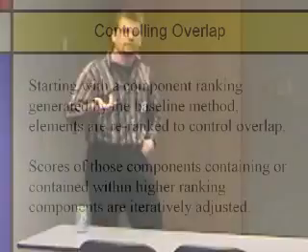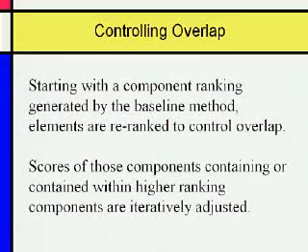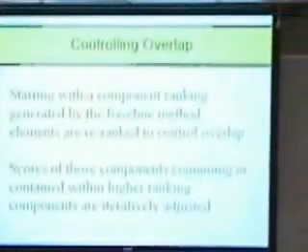So I want some kind of systematic approach to doing the re-ranking. That's why I start with the baseline ranking, the ordering of all the documents, all the components. And now we're going to do some sort of re-ranking that eliminates the bad overlap and keeps the good overlap. And we want to do that in a very systematic sort of way.